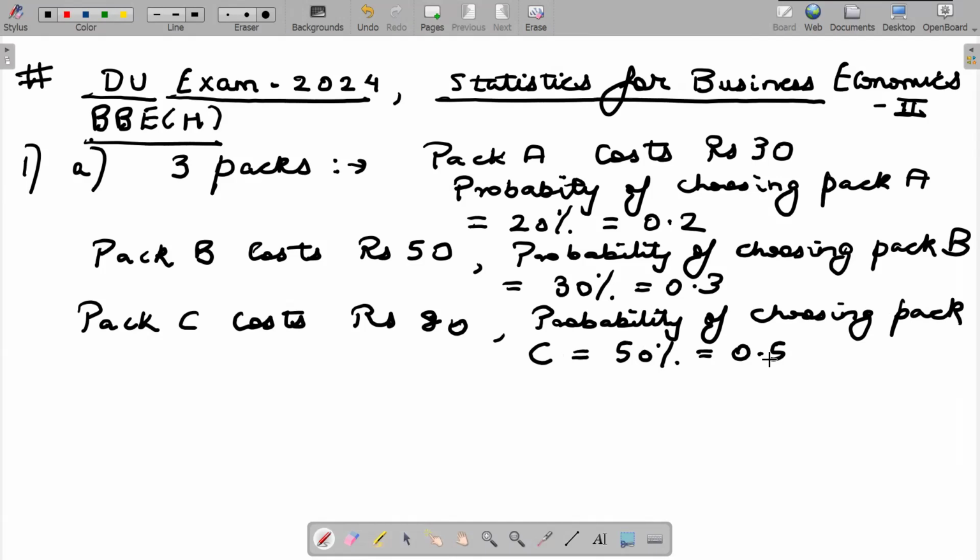So I hope students have noted down the details of the question. Now, X and Y denote the package sizes selected by two randomly selected purchasers. So what are the possibilities now for two randomly selected purchasers? Either both of them can purchase pack A, or one of them can purchase pack A and another can purchase pack B, one can purchase pack A and another can purchase pack C, and so on. So what are the possible combinations we can have?